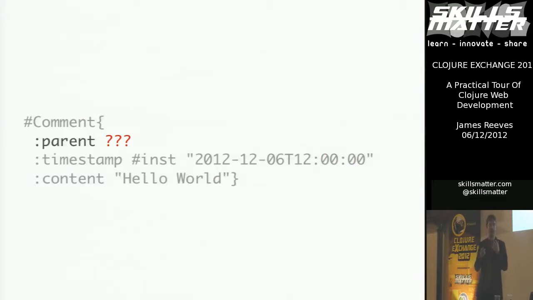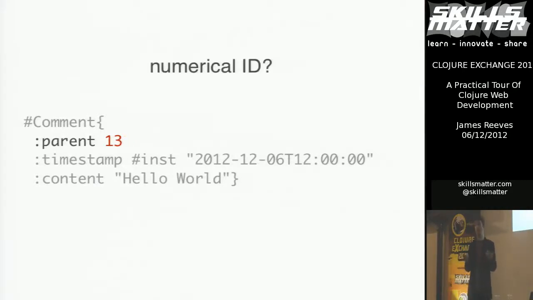We have a parent reference. What data structure is this actually going to be? How are we going to refer to a parent? Is it going to be a numerical ID? Well, maybe not, because you have this problem of conflicts. You'd have to maintain some atomic counter, which you'd increment. And maybe there are better ways of doing it.